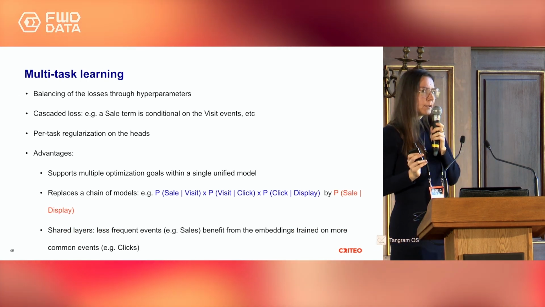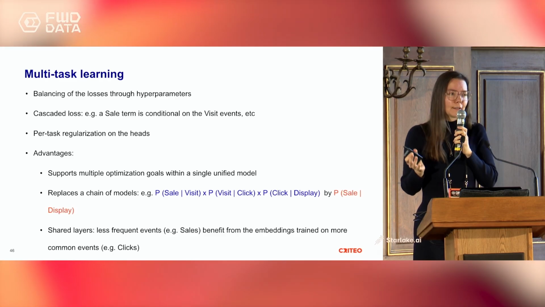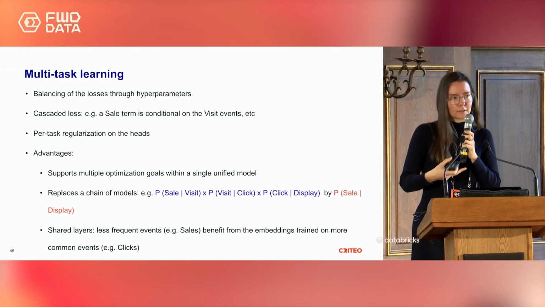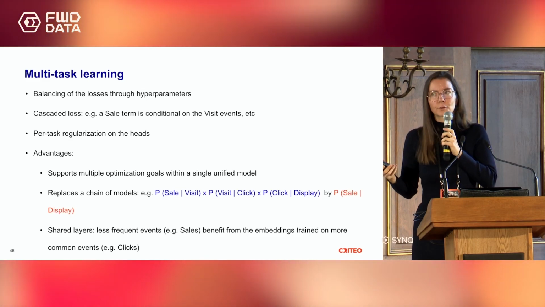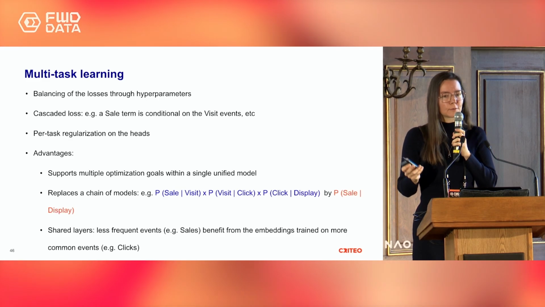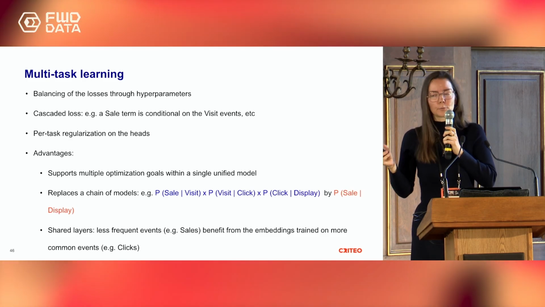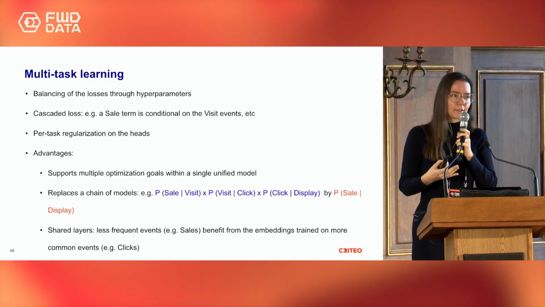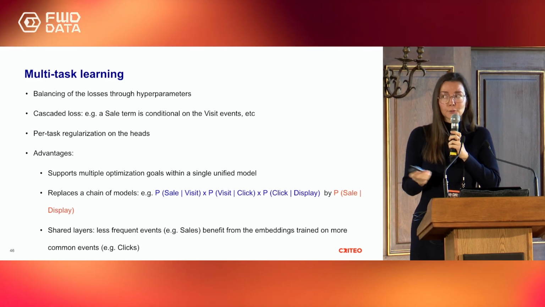And something that, to me as an engineer, is probably the nicest thing about MTL is that you have these much less frequent events, such as sales, and then you have much more frequent, although still pretty rare events, such as clicks. And you can leverage the data from clicks when you're training the model for sales, because in the end, the embedding layer is shared between the different tasks. So that has been nice.